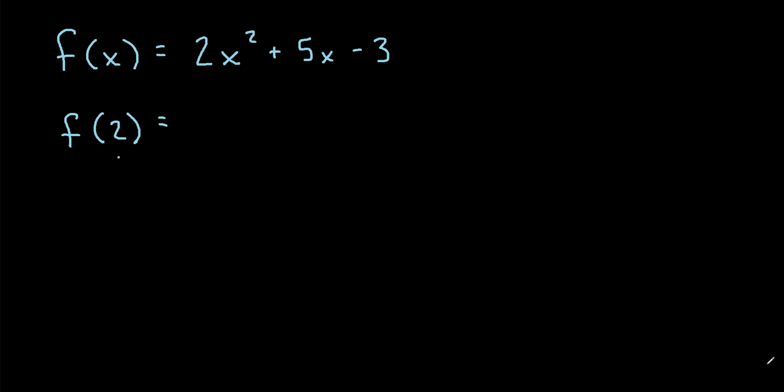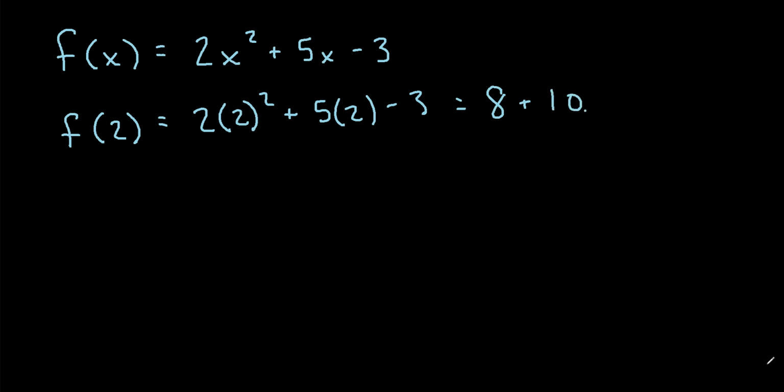So one way to solve this problem is to use direct substitution, where we directly substitute a 2 in for x. So if we do that, we get 2 times 2 squared plus 5 times 2 minus 3. So we would get 2 squared is 4, 4 times 2 is 8, so we get 8 plus 5 times 2 is 10, minus 3. So we get 8 plus 10 is 18, minus 3 is 15. So that's one way to solve this problem.